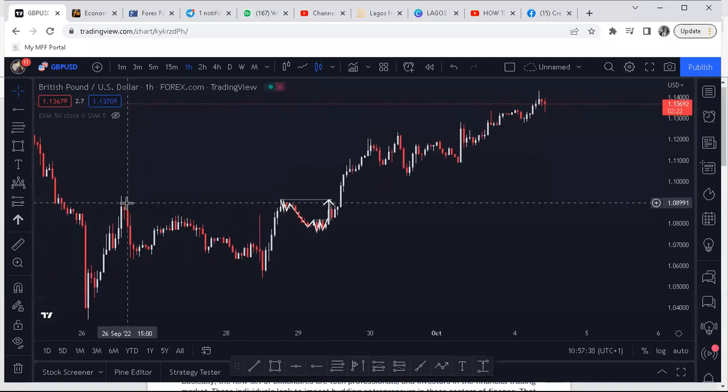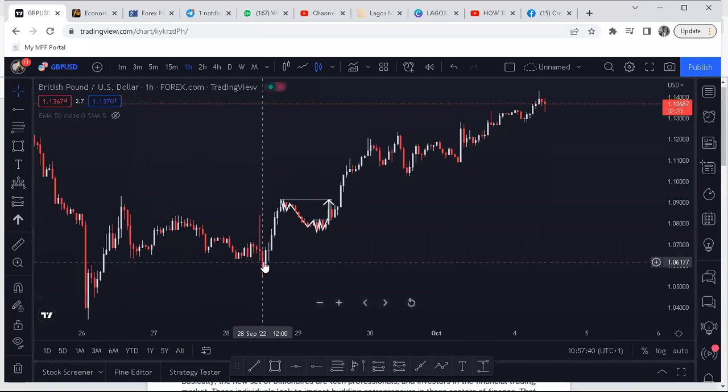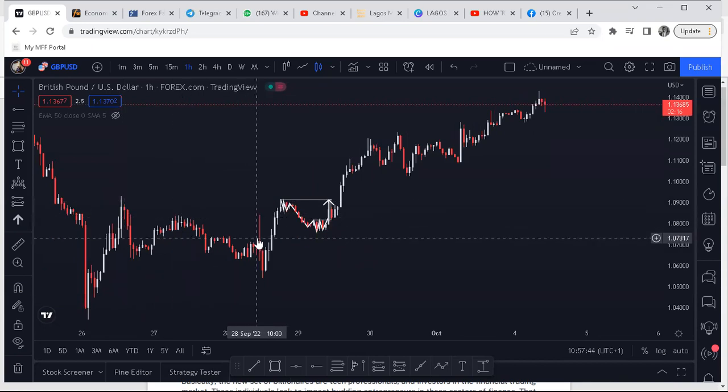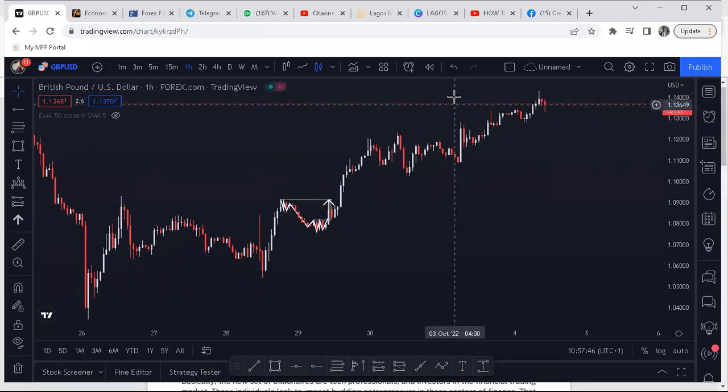On the 1 hour, you see a downtrend here. That consolidation on the 2 hours was a downtrend actually. Are you seeing what I'm saying? You see a huge spike up here.